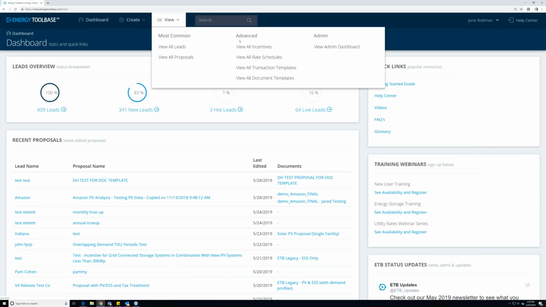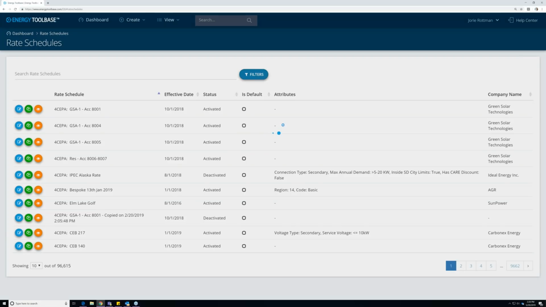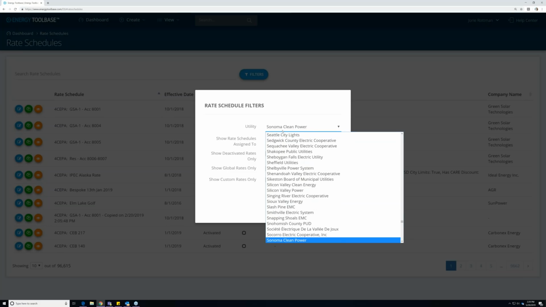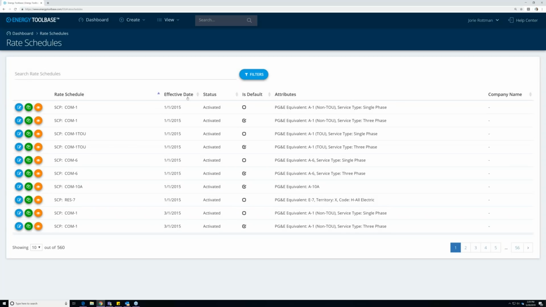So this is where we'll go to view all rate schedules. We're going to filter for our first rate, which is going to be for a residential customer with PG&E, and they are going to be with Sonoma Clean Power. The first thing you want to make sure of when you're looking at rates in ETB is that the most effective date is showing. When you have the most effective date populated, you will see the rate schedules, and you may see the rate schedules appear multiple times with the same effective date. Just keep in mind that is due to the various attributes we maintain for these rates.